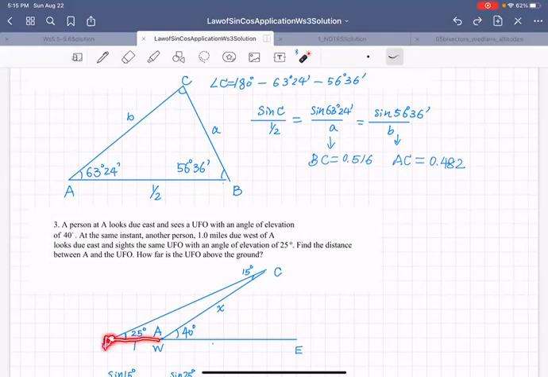Becomes to this point called B. And this person B looks at the same UFO. This time the elevation angle changed to 25 degrees. 25 degrees, 40 degrees, and this is a distance of 1. And then we ask, find the distance between A and the UFO, which is asking how much is here. So this is a typical law of sines question, okay?